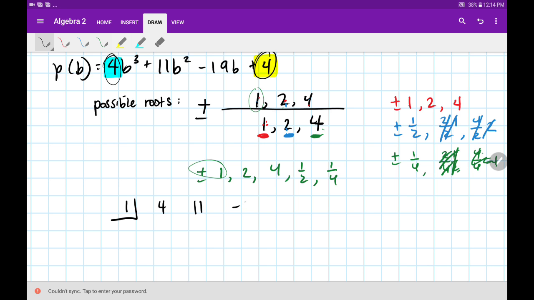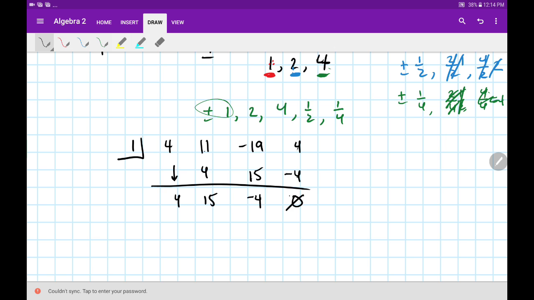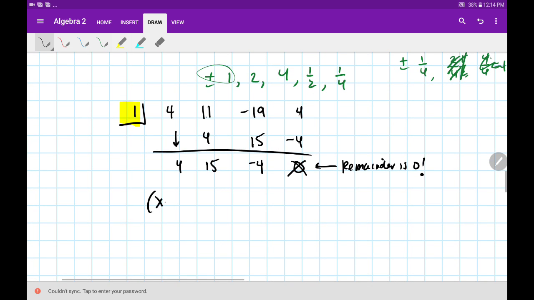4, 11, negative 19, and 4. Bring down the 4. 15. Minus 19 plus 15 is negative 4. Negative 4 times 1 is negative 4. Hey, look at that. 4 minus 4 is 0. So since our remainder is 0, that's a good thing. That means 1 is one of our roots, meaning that x minus 1 is one of our factors.